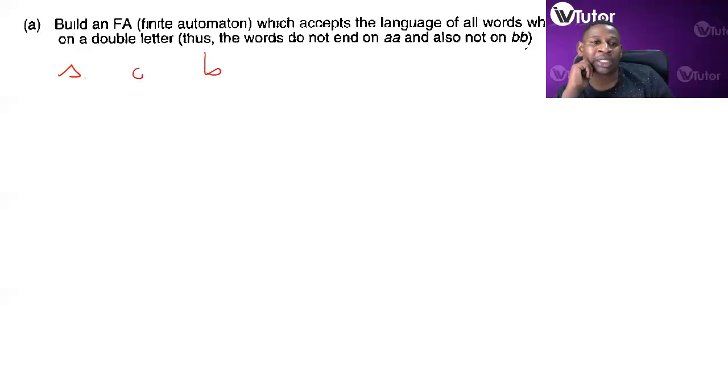So this is the shortest word, followed by these two and then the two-letter words. So the initial state is also a final state, and you can have an A or a B and you go to a final state, okay?